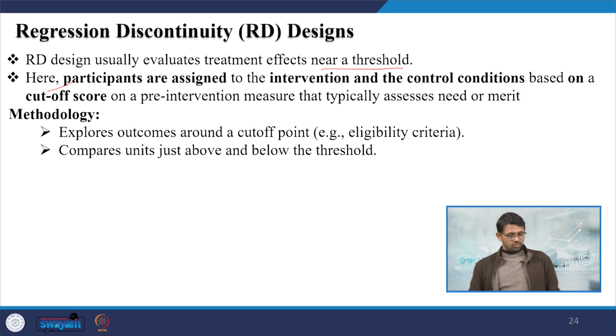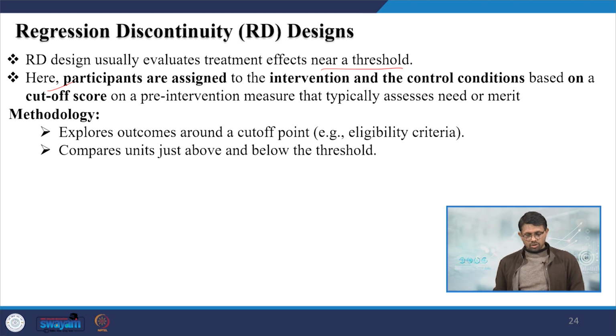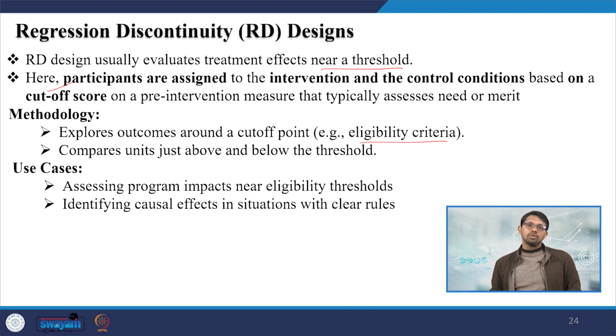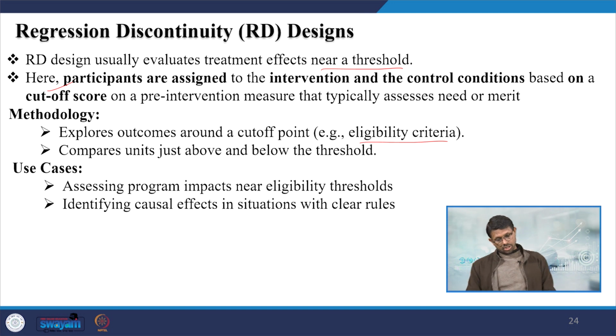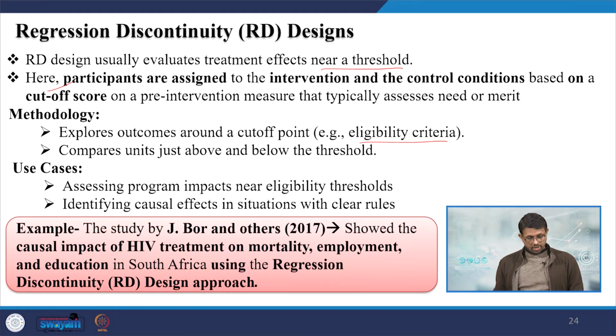The methodology explores outcomes around a cutoff point or eligibility criterion, and compares units just above and below the threshold. Assessing program impacts near the eligibility threshold is important for policy or program evaluation. Identifying causal effects in situations with clear rules is also important. The study by Jabor and others, 2017, showed the causal impact of HIV treatment on mortality, employment and education in South Africa using the regression discontinuity design approach.